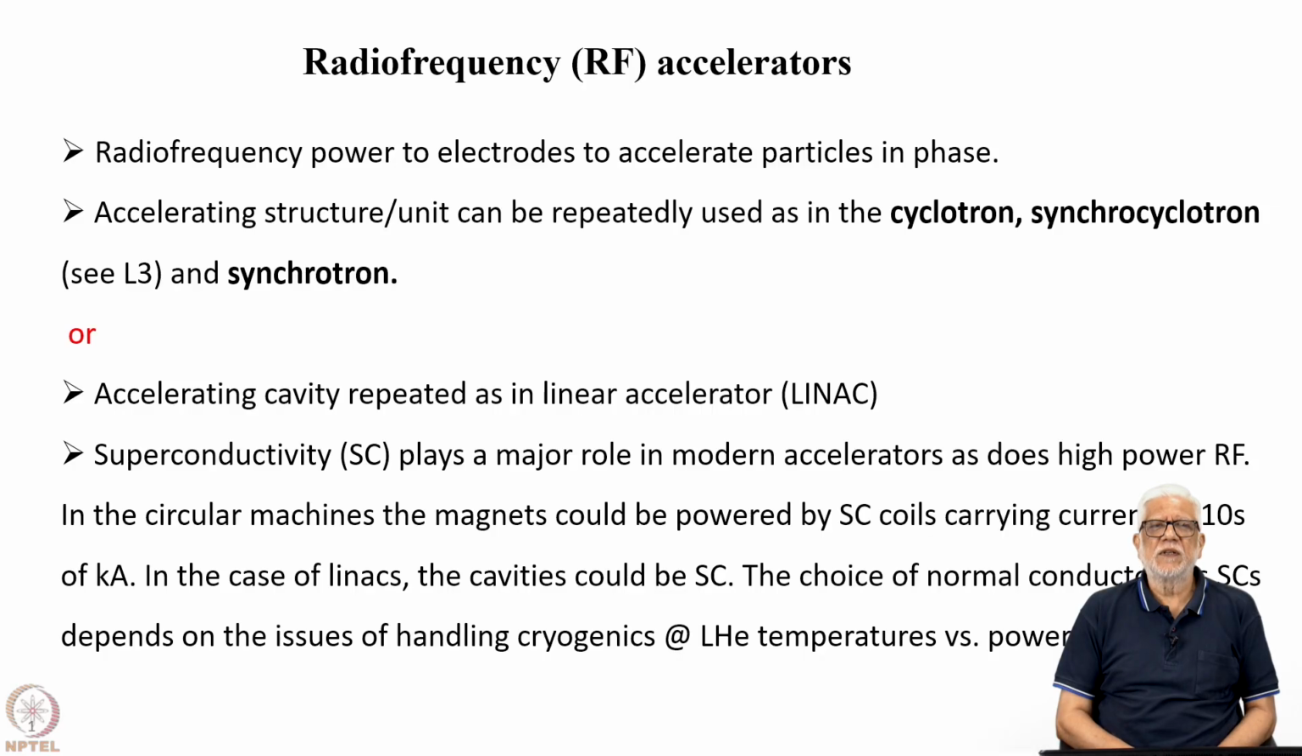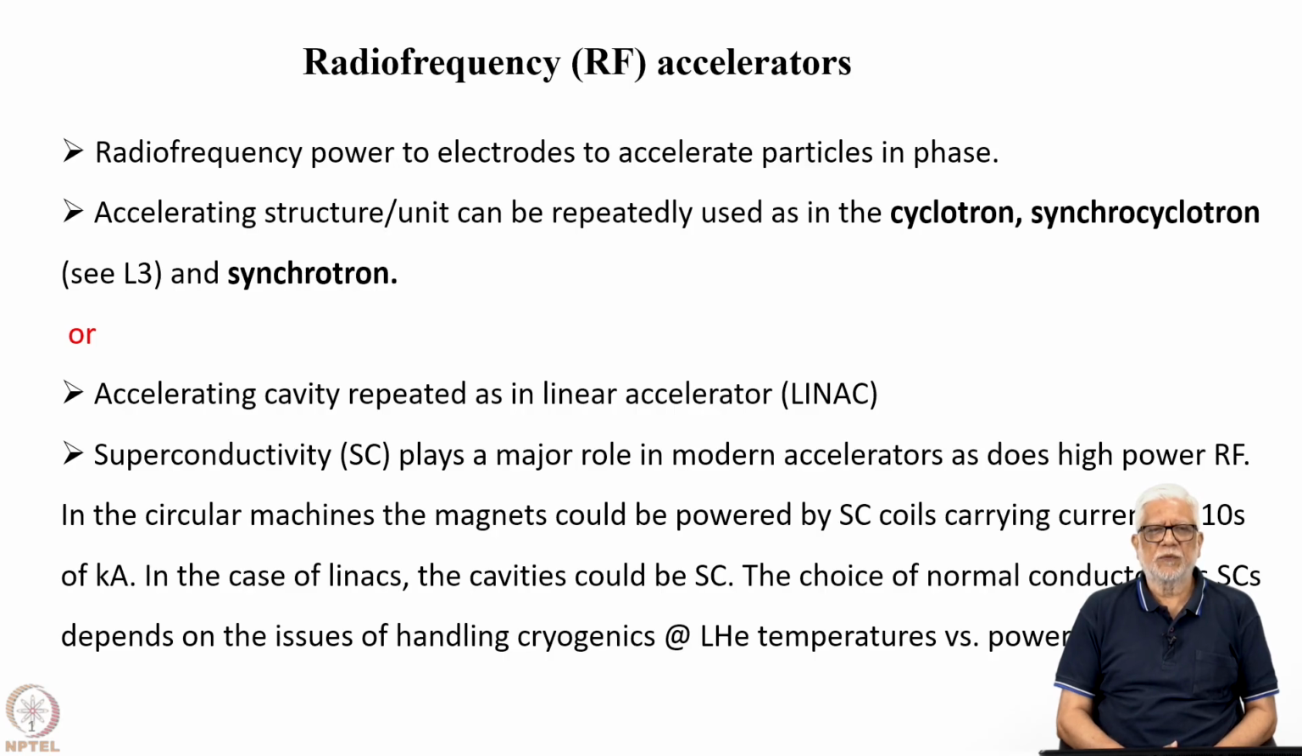So basically, the radio frequency power is applied to electrodes to accelerate particles in phase. Of course, the radio frequency goes through a positive and negative cycle, so you do it in such a way that it always sees the accelerating phase. You have to have, first of all, a bunched beam, and the right electrode structure in order to accelerate it, so that it always remains in phase with the accelerating part of the RF.